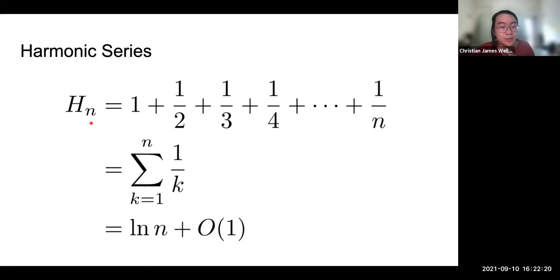Maybe you have seen it in one of the extra sheets, but a harmonic series is that essentially you take 1 plus 1 over 2 plus 1 over 3. Notice that the denominator increases 1 by 1. Okay? This thing, smart people have proven that it's equal to ln of n plus some constant.